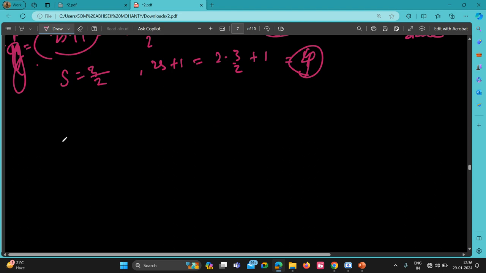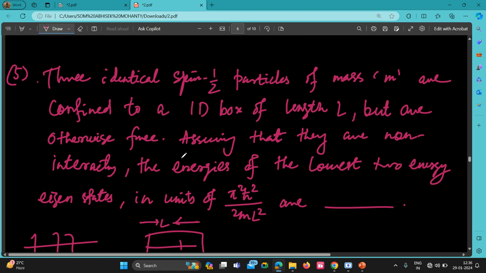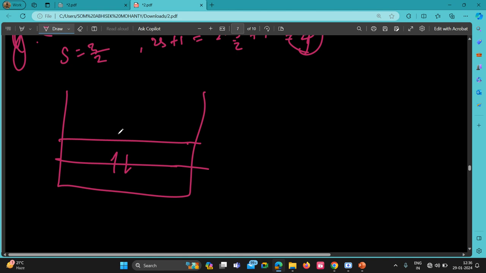So suppose this is a 1D box. How many particles are there in total? 3 identical spin particles. So we can arrange them like this: 2 here and 1 here. We are asked the energy of the lowest two energy eigenstates. This is E1, the ground state, and this is E2. So for E1, 2 particles are there.